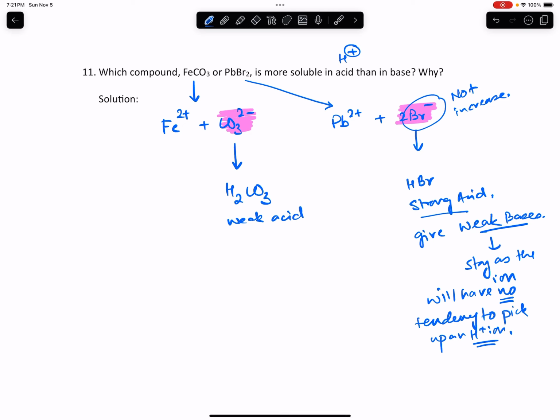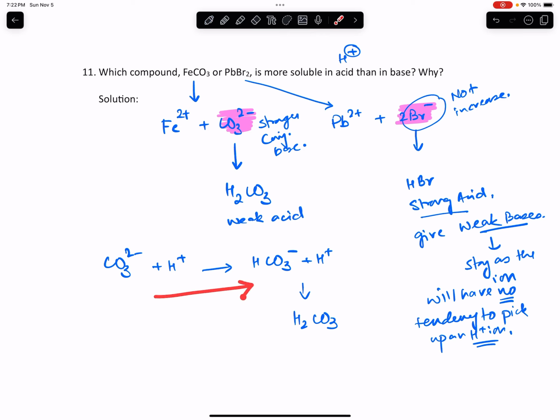Now, H2CO3 is a weak acid, so that gives rise to a stronger conjugate base. What that means is that CO3 2- is not very happy by itself, so it will readily look for an H+ ion. If you put it in acid, it's going to grab the H+ to form HCO3-, and then it's going to keep going. It's going to grab another H+ to form H2CO3. So the equilibrium wants to shift this way.